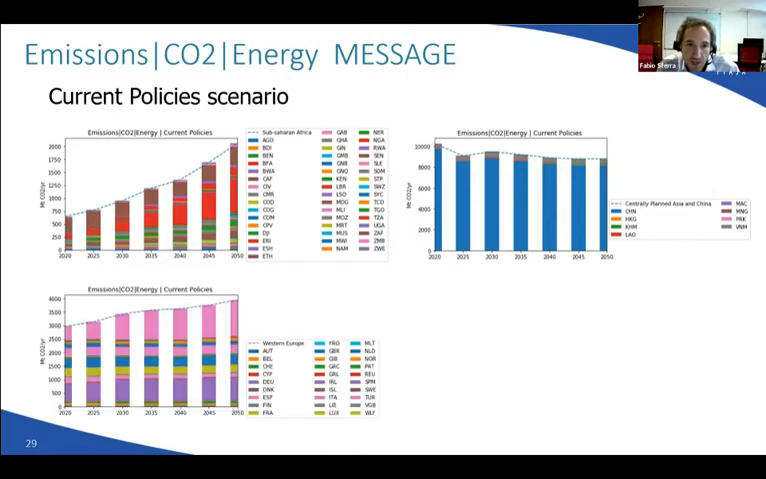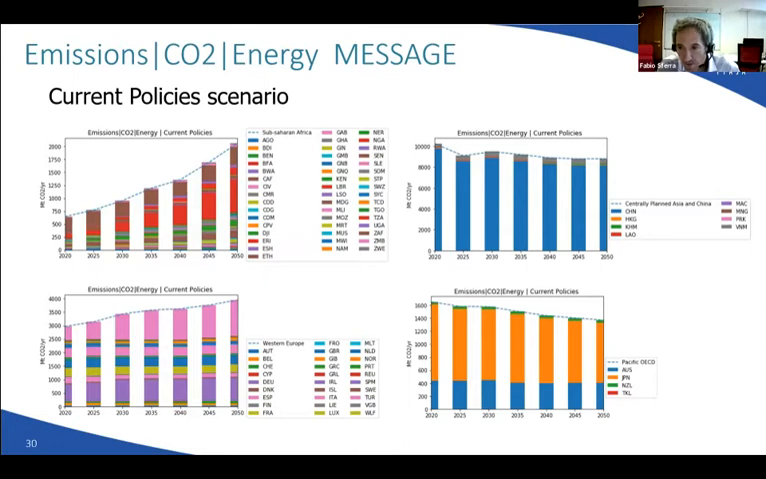And then we have also, again, the results for the Western European region with a breakdown by countries. In this scenario, Turkey will become the biggest emitter by mid-century. And finally, also the results for the Pacific OECD region that basically comprises Australia, Japan, and New Zealand.